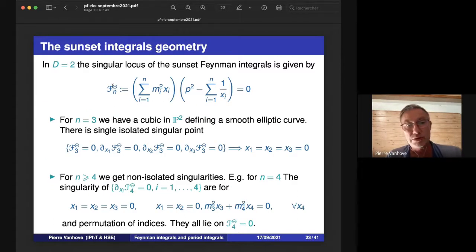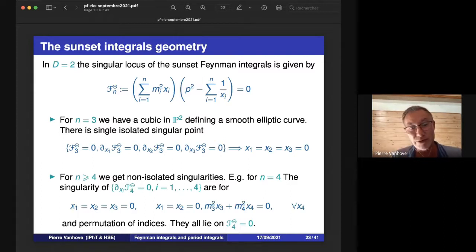Okay, so since I just have an integral that is just 1 over something, what are the singularities of this something? So for n equals 3, you have a cubic in P2, and it actually defines a smooth elliptic curve. And the isolated singular point, the vanishing locus of the Jacobian, which lies on the singular locus as well, is just x1 equal x2 equal x3 equal 0. That's easy. You're happy. Everything works, it's smooth.